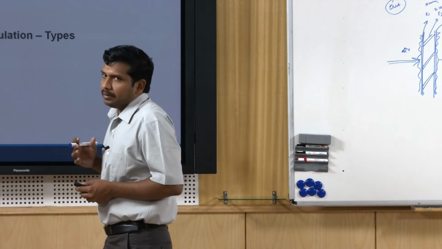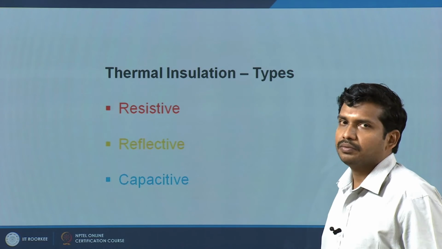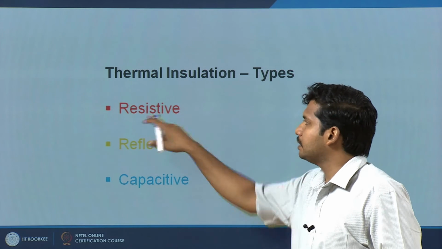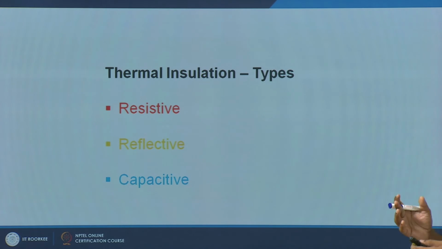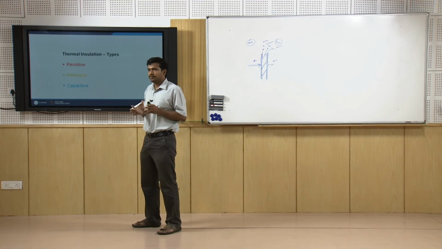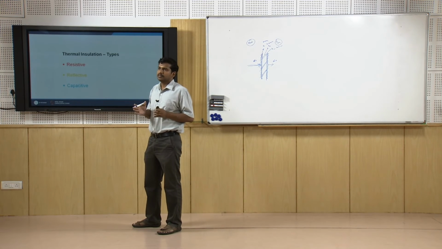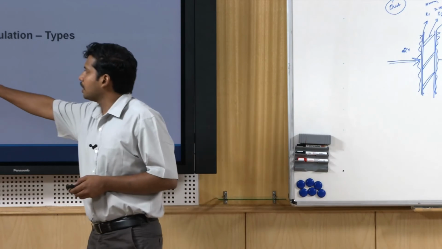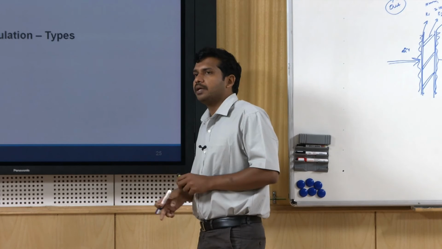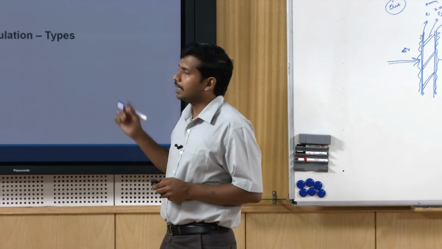The most common type of thermal insulation which is often referred to in the field is resistive insulation. You always have a company selling products, they say this product has a very low U value or the resistance value is pretty high, R value is this much. We often talk about resistive insulation. Here the primary mode of heat transfer which it attacks is conductive heat transfer.